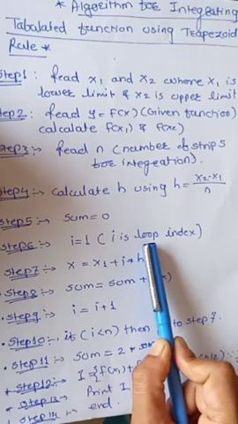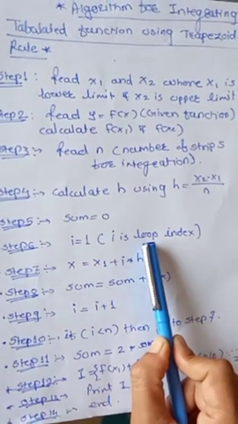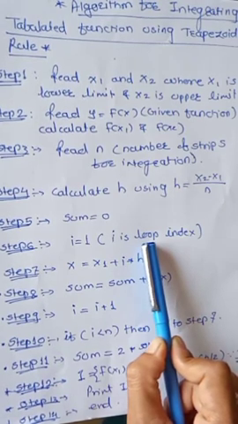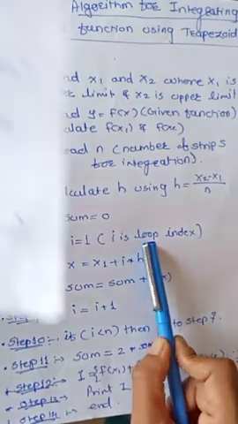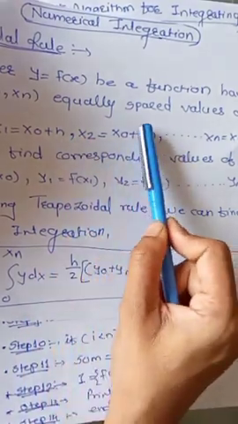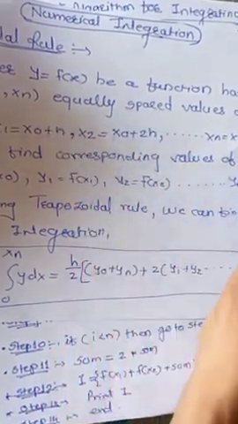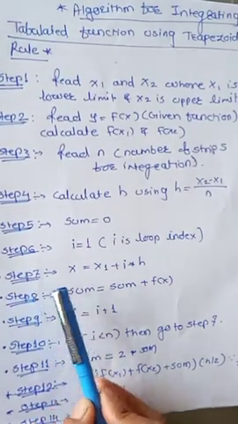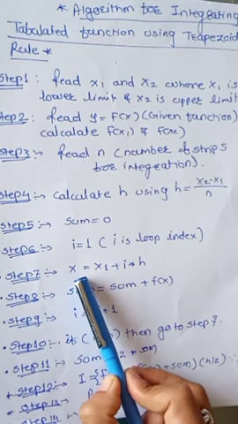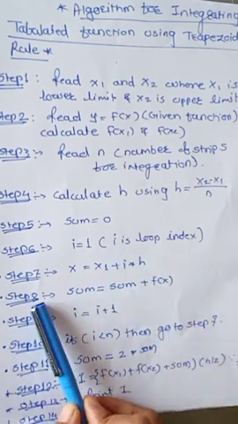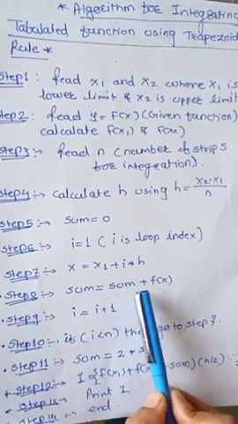You know that in the previous method we calculate the values like this: x1 is equal to x0 plus h, x2 is equal to x0 plus 2h. So we calculate the values x0, x1, x2, and this is what i represents. In step 7 I am going to generalize: x is equal to x1 plus i into h. I just told you this. Step 8, sum is equal to sum plus f(x).